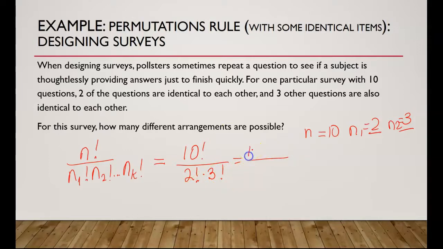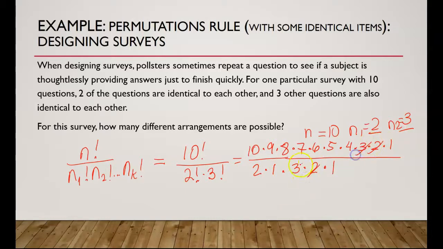10 factorial is 10 times 9 times 8 times 7 times 6 times 5 times 4 times 3 times 2 times 1, divided by 2 factorial, which is 2 times 1, and 3 factorial, which is 3 times 2 times 1. We can reduce some items in the numerator and denominator and simplify the leftover items. 10 times 9 times 8 times 7 times 6 times 5 times 2.